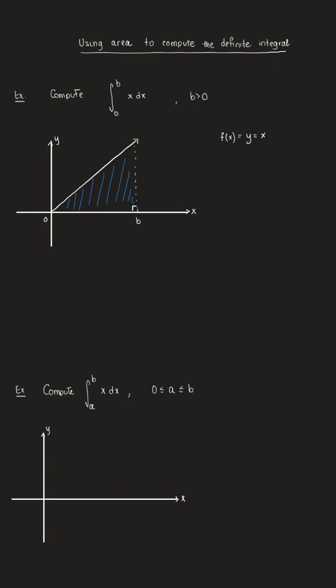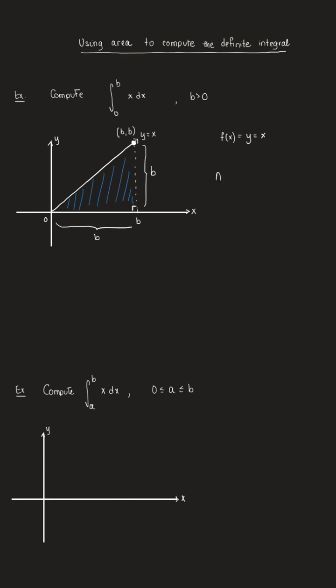So since our function is y equals x, or f of x equals x, this height will be the same as, right, every point on this function has the same x and y value. So that point that I just drew has coordinates b, b. When x is b, y is b, they're the same. So the height here is b, and the base of our right triangle is also b, or b minus 0.